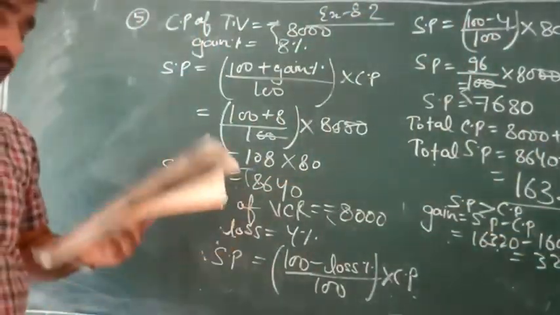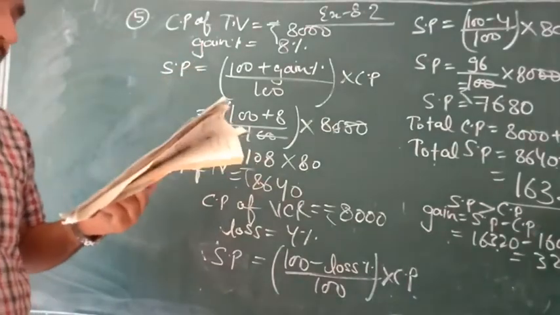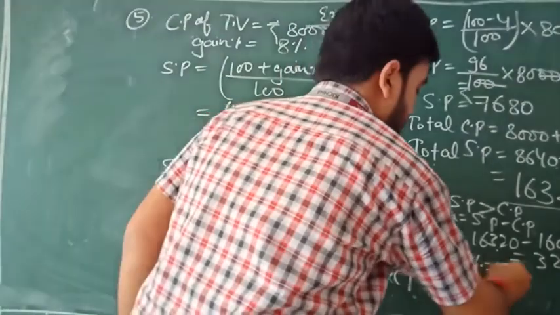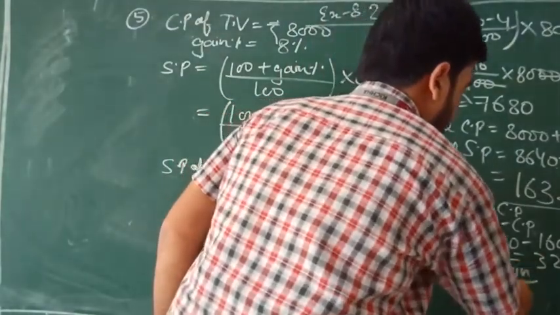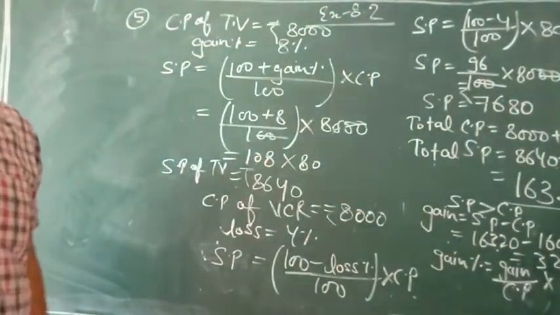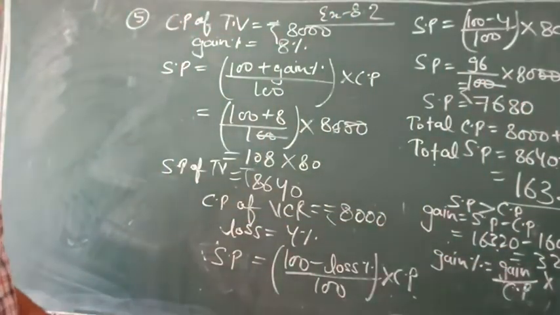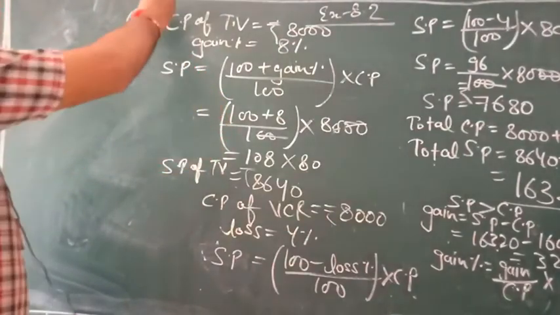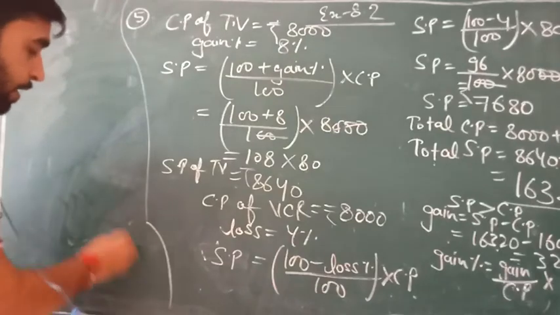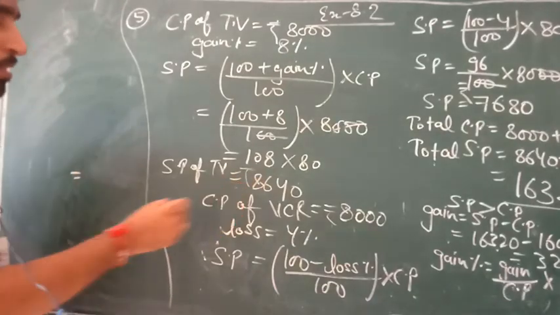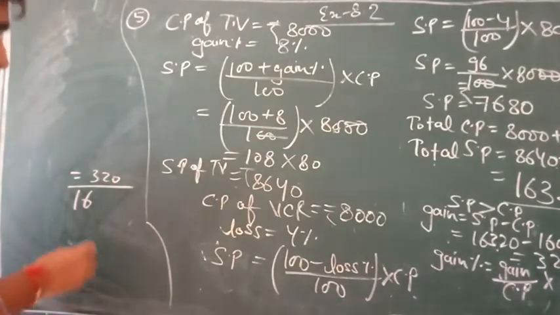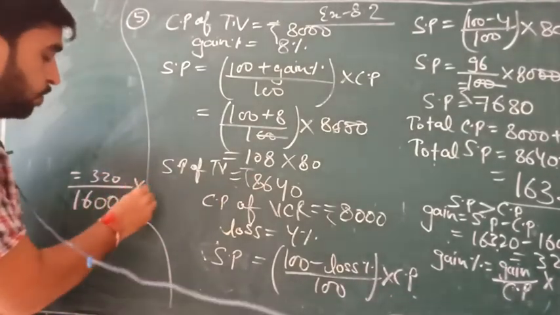This is the gain. But they are asking for gain percent. So gain percent can be calculated by this formula. Remember this formula: gain upon CP into 100. So which CP should we consider here? We have to consider the total CP. I don't have this space, so I am writing it here. I hope that it is visible to you. So gain is how much? That is 320 upon CP, means 16,000 is the total CP, into 100.